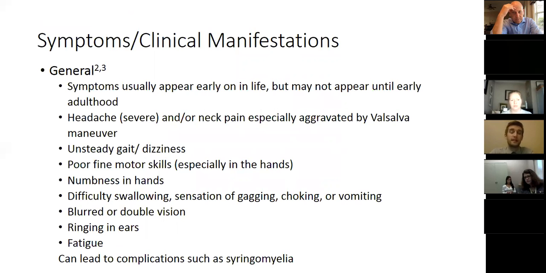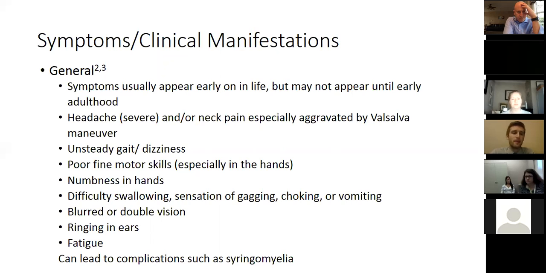When patients are experiencing symptoms from this disease, what does it look like? The symptoms usually appear early on in life, but sometimes they're delayed, and patients may not experience symptoms until a precipitating event, like a fall where they hit their head, or a car accident with whiplash, something that creates a little bit of traction around the upper spine, which allows those tonsils to protrude a little deeper into the foramen magnum. Generally, patients have a somewhat severe headache and neck pain, especially aggravated when they execute a Valsalva maneuver or bear down. Some patients may experience unsteady gait or some dizziness.